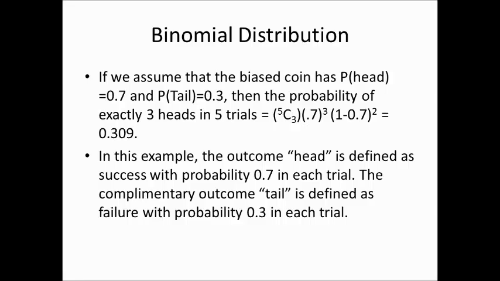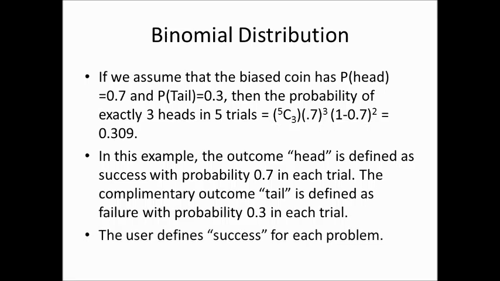Now in this example, the outcome head is defined as success with probability 0.7 in each trial. Each trial is a Bernoulli trial. Probability of getting a head is 0.7, getting a tail is 0.3. Remember, in solving a problem using binomial distribution, the user has to define the success, and it is problem specific.